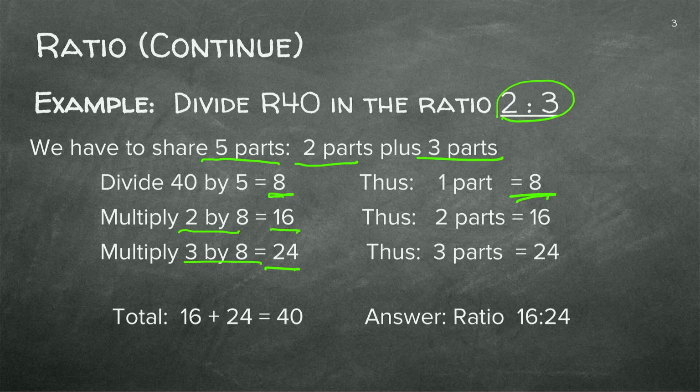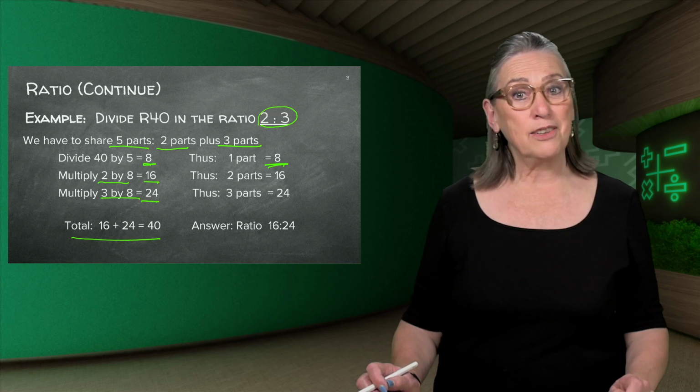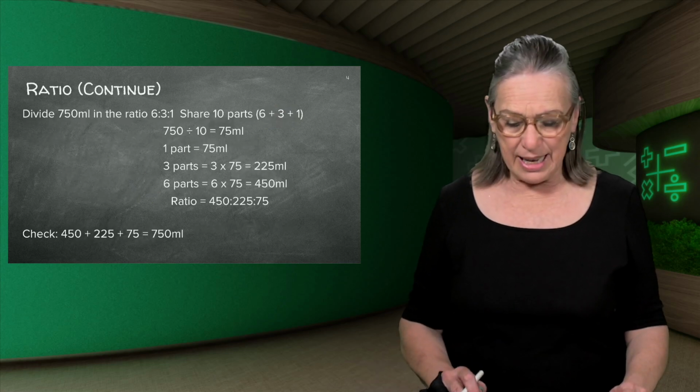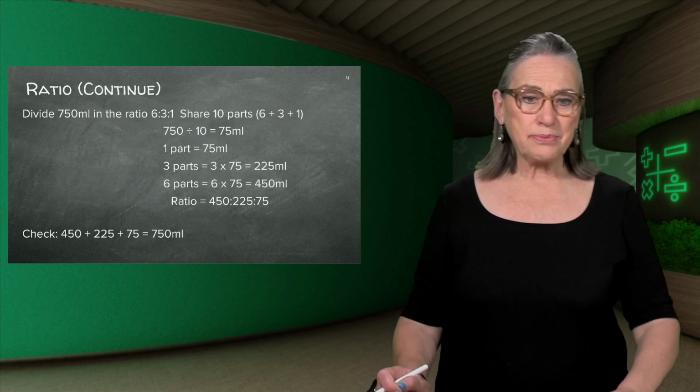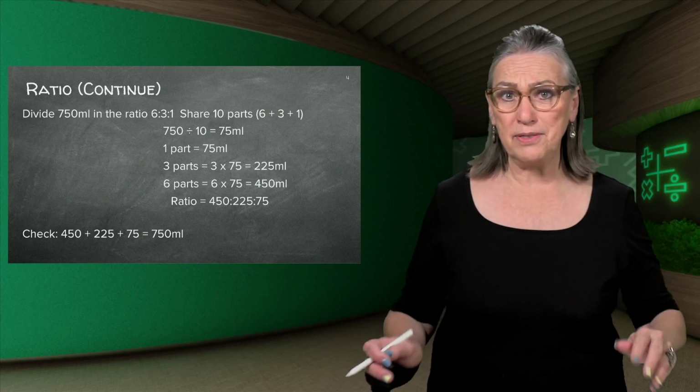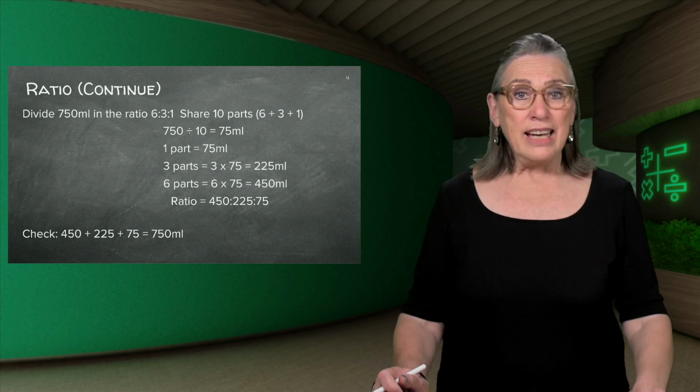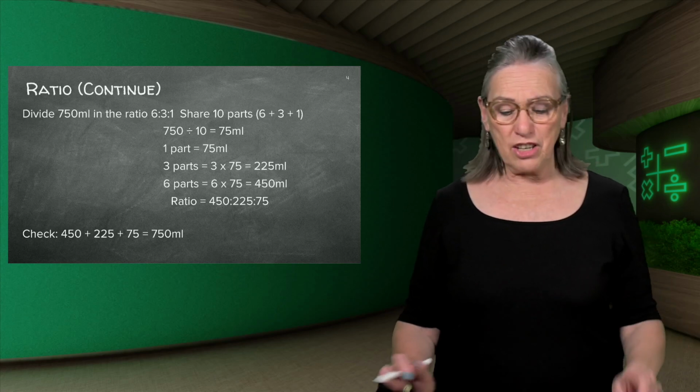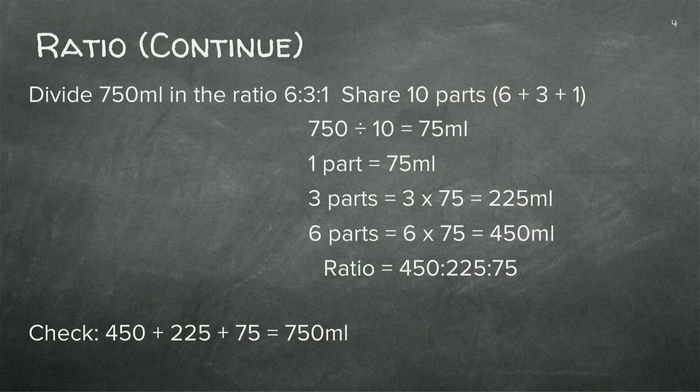So your answer will be, if you have to divide 40 in the ratio 2 to 3, that will be 16 to 24. And if you want to check your answer, 16 plus 24 is 40. So it is correct. Let's do another example. You've got juice, 750 milliliter of juice, and you want to divide it in a ratio of 6 to 3 to 1.